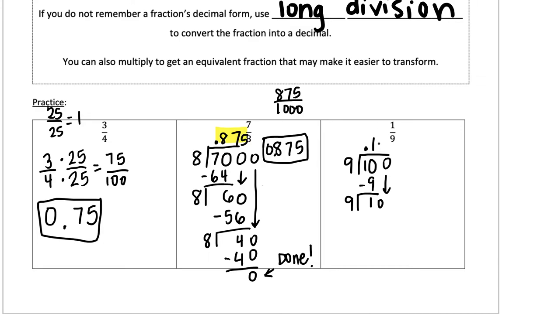9 goes into 10 one time. 1 times 9 is 9. We subtract, we get a difference of 1. We bring down another 0. 9 goes into 10 one time. Can you see what starts happening here?